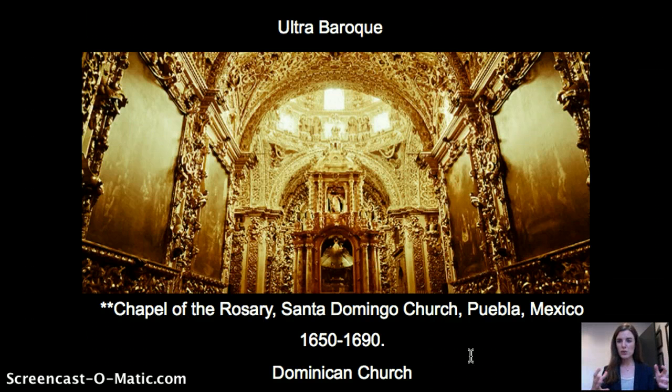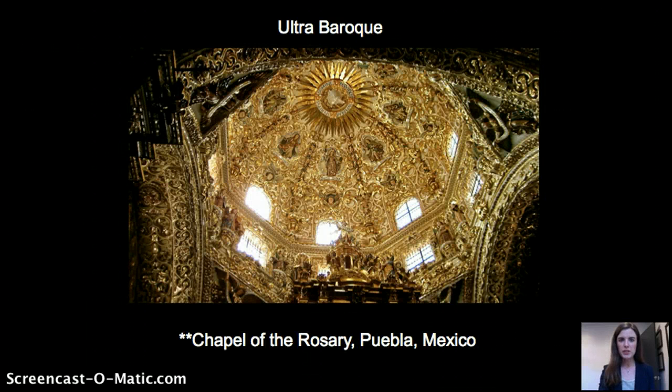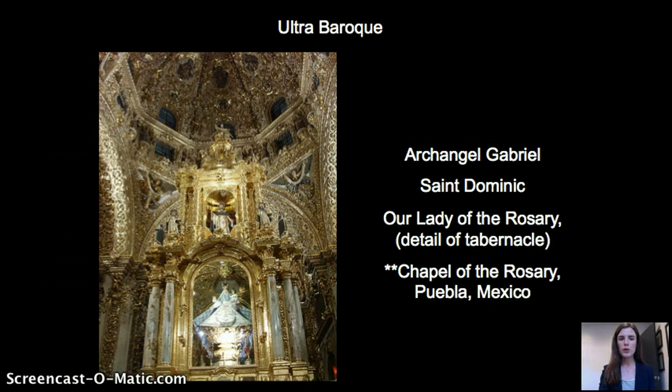Because there's so much natural light coming in, people often describe it as having this glowing, rich quality, not only from the gold, but also from this natural light that plays off of the rich materials. So here's one other view where you can see up towards the dome, seeing that natural light entering in, and just a tip of the tabernacle there. And then one more view, a close-up of that tabernacle, where again you can see the Archangel Gabriel, Saint Dominic, the founder of the order of the Dominicans, and then also the Lady of the Rosary.